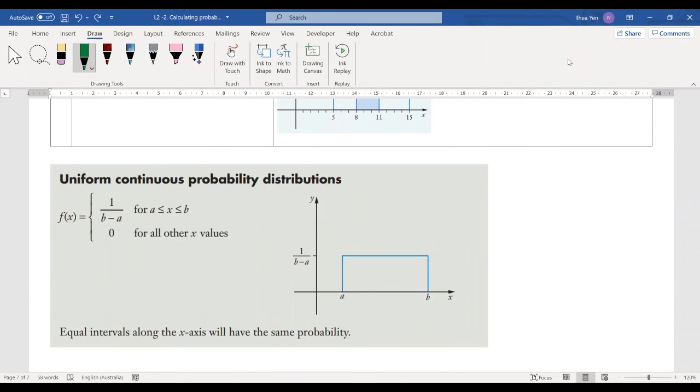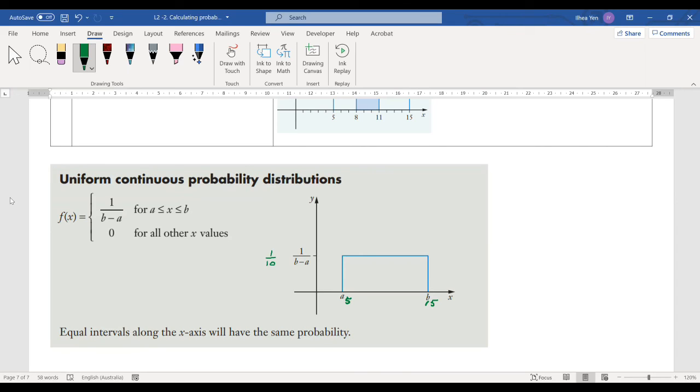Okay guys, it also sums up nicely now. What does that really mean? Uniform continuous probability distributions: f of x is 1 over b minus a for x between a and b, and it's 0 for all the other x values. This is what we've done in the first example: there was a 5 here and a 15 here, and in between was 10, and then the height was 1 over 10.